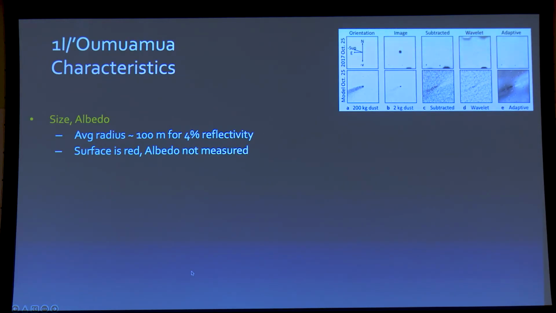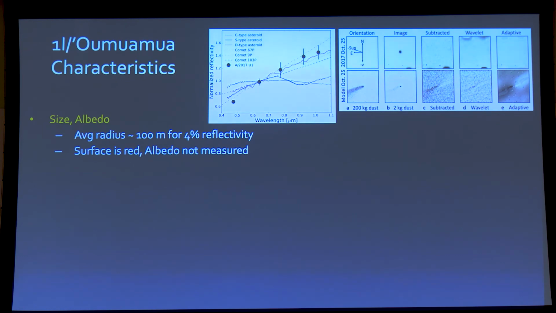So what do we learn from Oumuamua? It's small, about 100-meter radius. It's red, looks just like other comets. The boundary between these dashed lines is the envelope of the colors of comet nuclei, so it looks like comets.